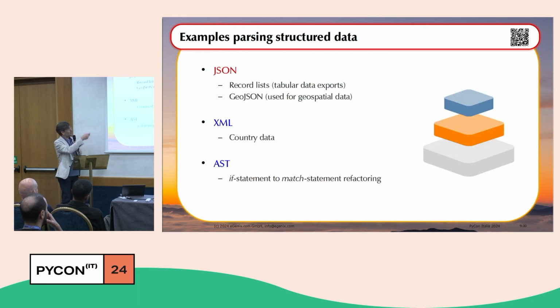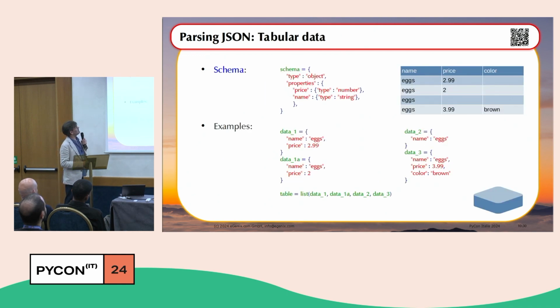So I'm going to go through 3 different topics here, explaining some of the details. First JSON, then XML, and then AST parsing. So let's start with a simple one, JSON and tabular data. So basically this could be a spreadsheet, like a standard table that you put into JSON, and then you want to parse this. There are a number of things that you have to consider here.